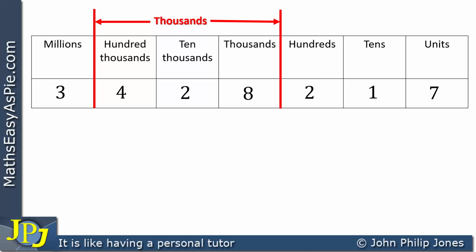For the moment, let's ignore the fact that these 3 digits are in columns that are thousands, and let's consider it as if it was a number by itself. Well, it would be 428. So we can read this part of the number as 428,000. So we have 3,428,217. And you can write that in words as shown here.